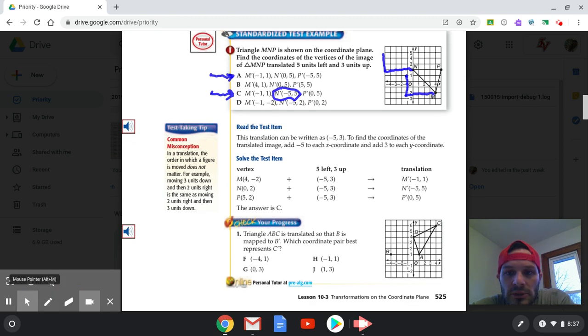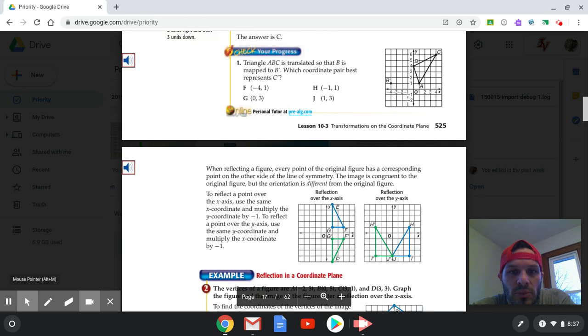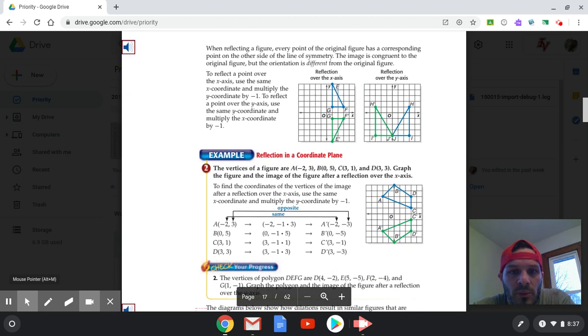All right, let's keep going here. Let's talk about reflections. So a reflection, in this case, there's usually 2 different ways to do this. You either do a reflection over the x-axis or a reflection over the y-axis. And so what I want you to just keep in mind is, blue is the first figure, green is the image where it's moved to, and this one is flipped over the x-axis.